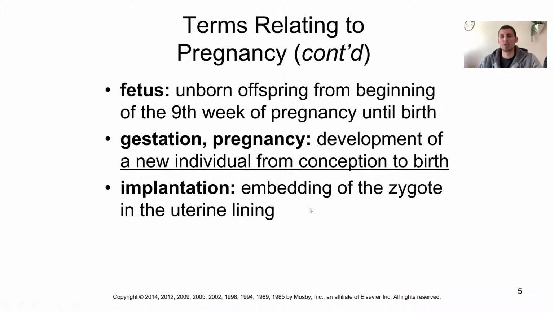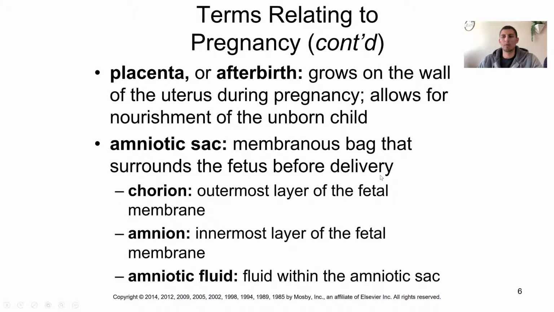The term gestation basically is just referring to the length or the term of pregnancy as far as the time frame is concerned. Again, we mentioned that from scientific standards, that child, that baby, is a new individual all the way from conception to birth. All of the DNA, all of the stem cells, everything that's necessary for that zygote to become a fully functioning human adult is present all the way from conception. And then implantation, we mentioned that, where that zygote is embedded into the uterine lining. Placenta or afterbirth is what the baby is growing in, that's attached to the uterus. This is what nourishes the child during growth.